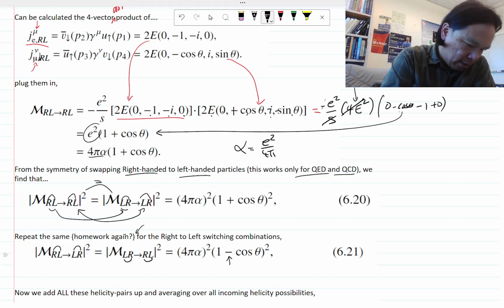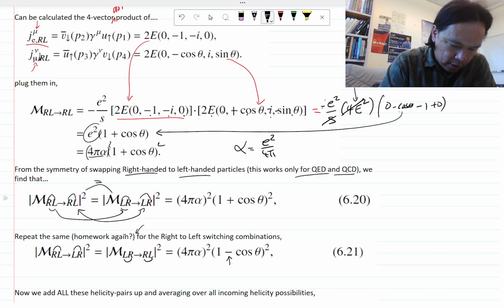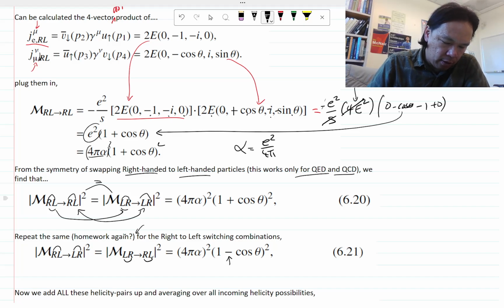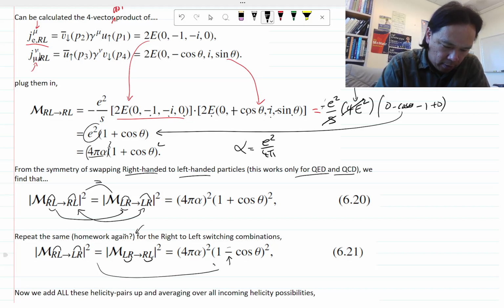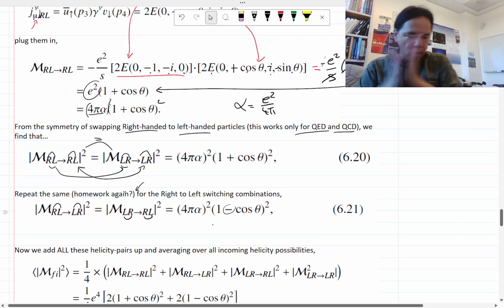And since this is the matrix element squared, you take this square, you have this 4 pi alpha squared, and then you have 1 plus cosine theta squared, for the one that does not swap helicity between the particle and antiparticle. The ones that do, you're going to pick up a little negative sign here. Okay, almost there.